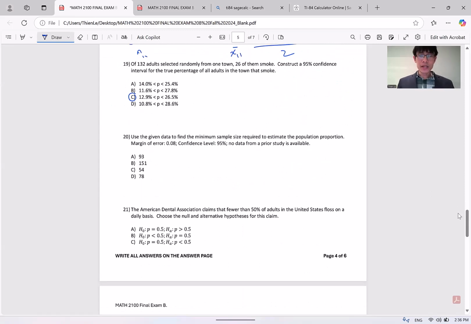Use the given data to find the minimum sample size required to estimate the population proportion. Here the margin of error is E, so this is a sample size problem, okay? The confidence level is 95%, and you want the sample size needed to estimate the population proportion. You recall the formula for sample size is just the ceiling of z alpha over 2 squared.